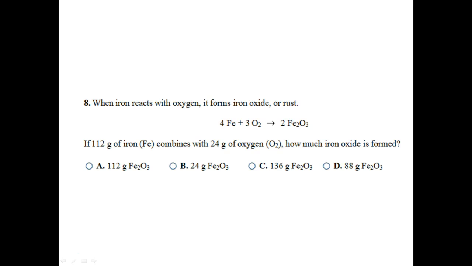A. 112 grams of iron oxide. B. 24 grams of iron oxide. C. 136 grams of iron oxide. Or D. 88 grams of iron oxide.